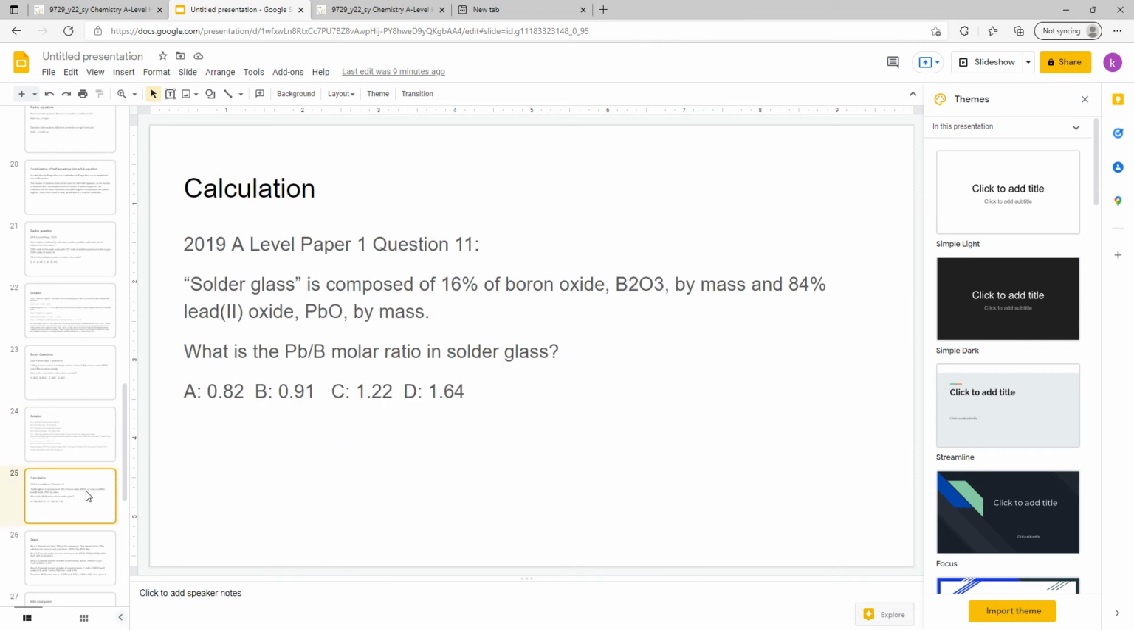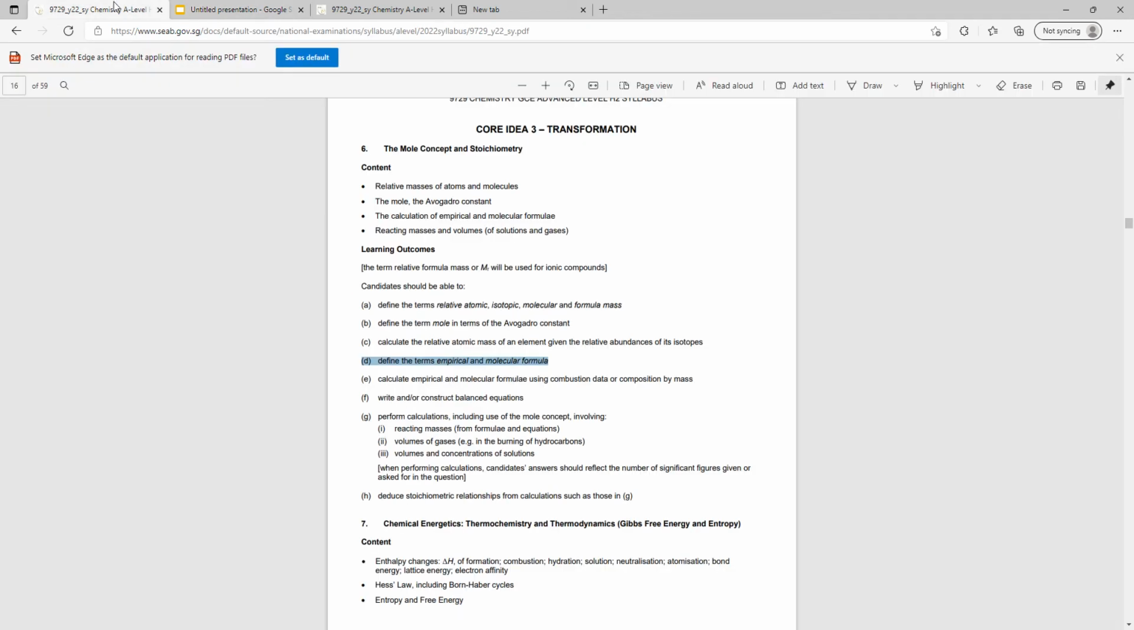Okay, another 2019 A-level question. Soda glass is composed of 16% of boron oxide, B2O3 by mass, and 84% lead oxide, PbO by mass. What is the Pb to B molar ratio in soda glass? This question actually helps us cover part E of the learning outcomes. So far we have covered A, B, D and F.